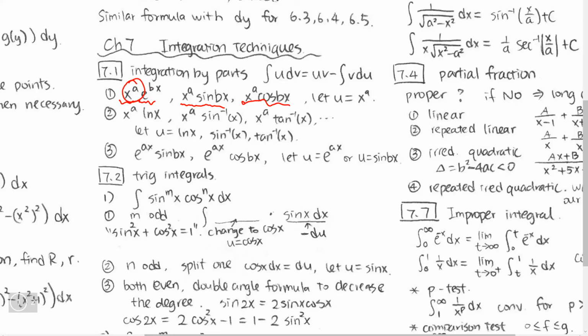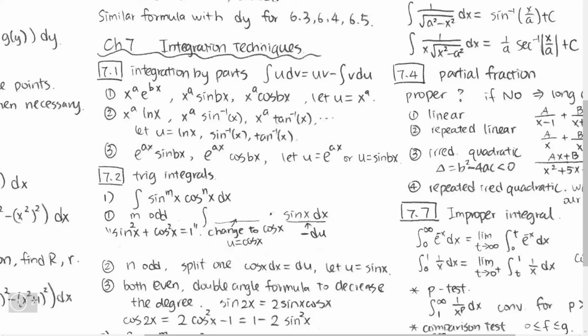The second type, when we have the power function times the inverse function. I call them inverse function because ln of x is the inverse function for exponential function. Arcsine, arctangent, they are the inverse function for the trig function, right? In this case, we let u be something we can differentiate. So for all of this inverse function, we can only differentiate. We don't know how to find the integral of that. So we have to let u be their inverse function, and then the rest is going to be dv.